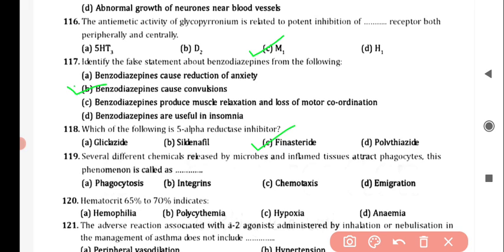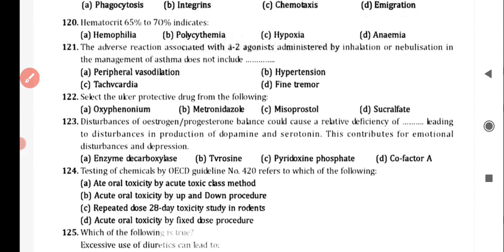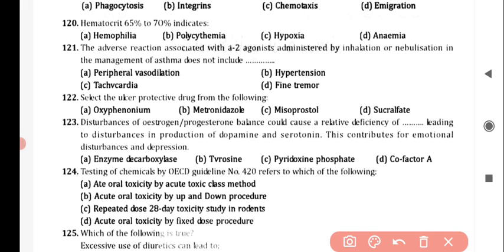Next question is, several different chemicals released by microbes and inflamed tissues attract phagocytes. This phenomenon is called as, and the correct answer is option C, chemotaxis. Next question is, hematocrit 65% to 70% indicates, and the correct answer is option B, polycythemia. Next question is, the adverse reaction associated with alpha 2 agonist administered by inhalation or nebulization in the management of asthma does not include, and the correct answer is option B, hypertension.